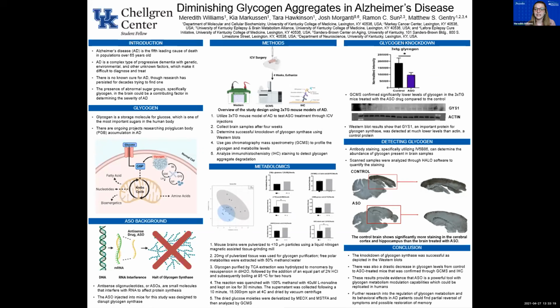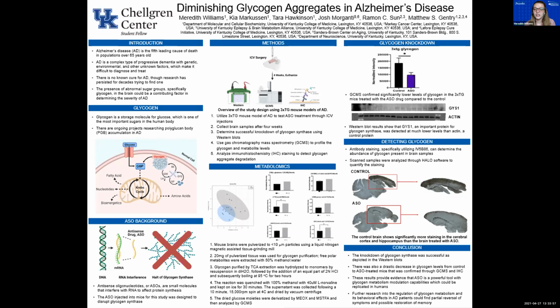Alzheimer's disease is a progressive type of dementia that is actually very complex. We know that there are several different environmental and genetic factors, as well as some factors that have not been identified yet. There's currently no cure for this disease, so there are several treatments, and research is still ongoing in many facets of this disease. The presence of these abnormal sugar groups, the glycogen aggregates that I mentioned earlier, seems to be a hallmark in several different neurological diseases, but particularly for this project, we wanted to look at the aggregation in Alzheimer's disease.